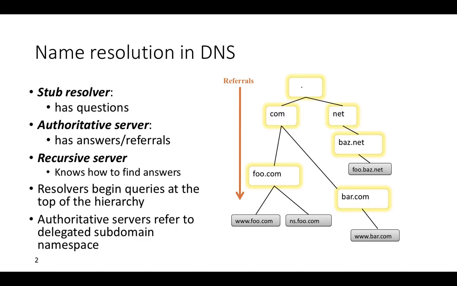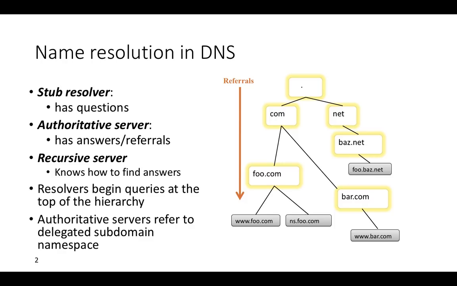Okay, so we have three different roles, and I'll show you these in context in the next slide. But first of all, we have what's called a stub resolver that has questions. It wants to know the answer to something. So the stub resolver might be something running on your laptop or your desktop computer, and when you open your web browser, your web browser is going to ask the stub resolver, hey, what's the answer? I'm going to www.byu.edu. What's the IP address corresponding to that?